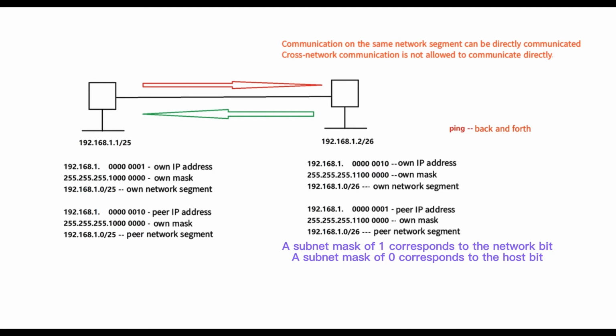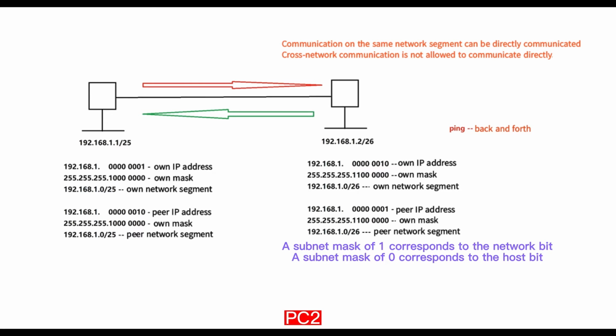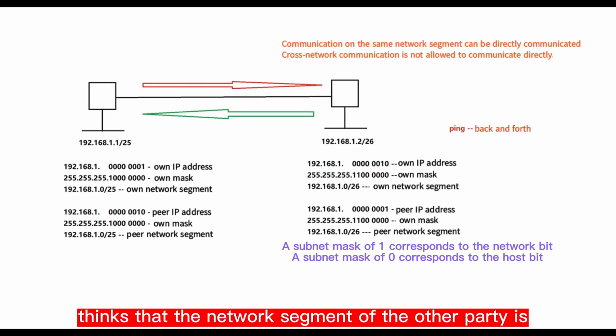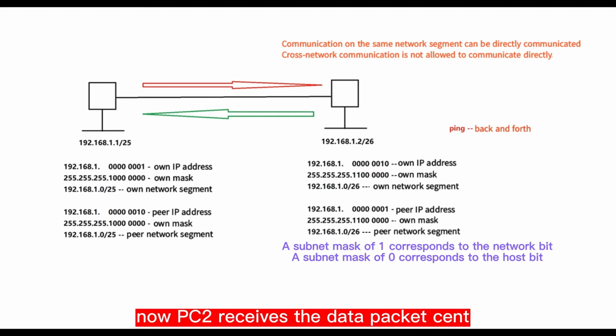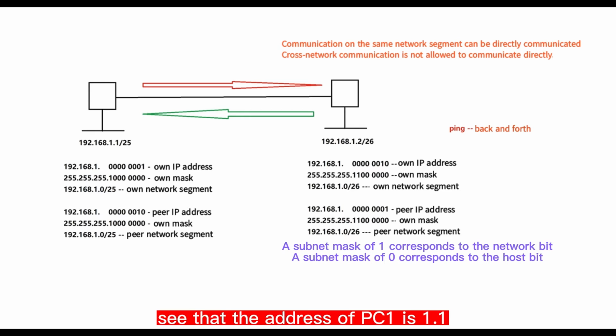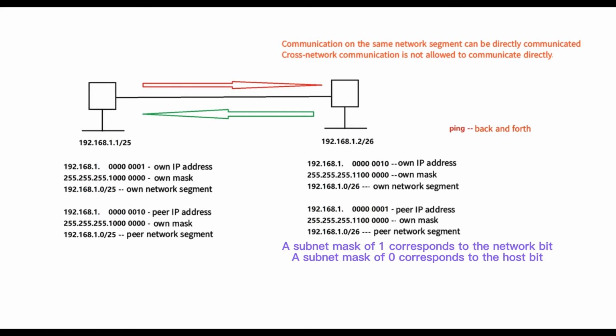PC2 should now take the other party's IP and calculate it with its own mask. The other party's IP is 192.168.1.00000001. PC2 thinks that the network segment of the other party is 192.168.1.0, with a 26-bit mask. Now PC2 receives the data packet sent, sees that the address of PC1 is 1.1, takes its own mask and calculates PC1, and finds that they are on the same network segment.